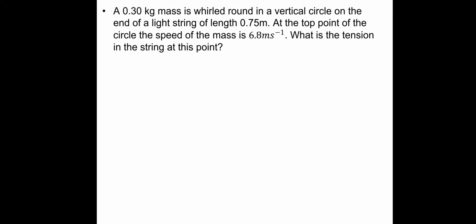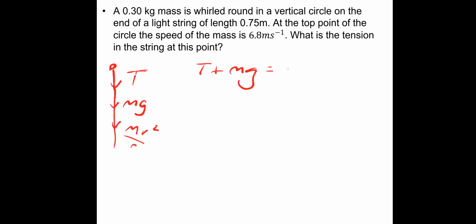So, free body diagram. We've got the tension acting down, we've got the weight acting down, and we've got the centripetal force mv squared over r acting down. So the equation, if they're all acting in the same direction, is sum of the forces = mv squared over r. So the sum of the forces is T plus mg equals mv squared over r. So the tension is mv squared over r minus mg.